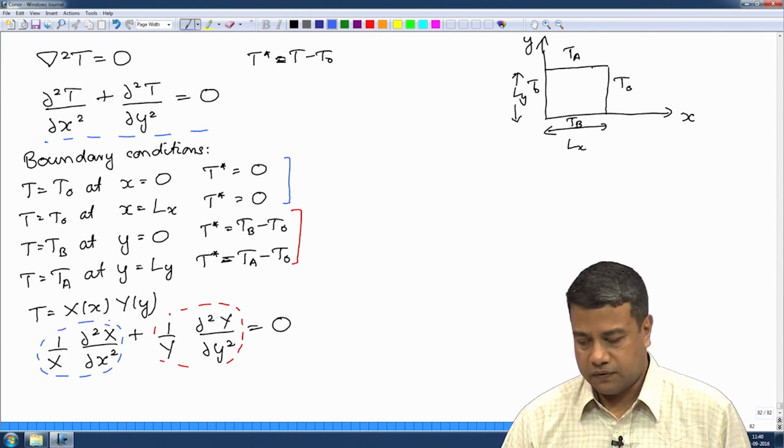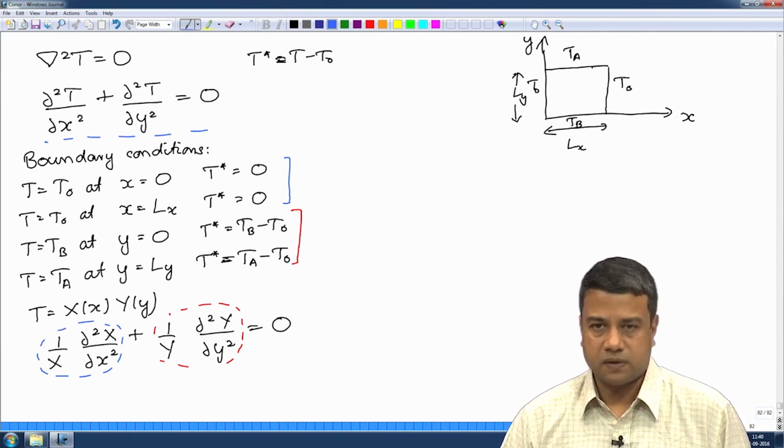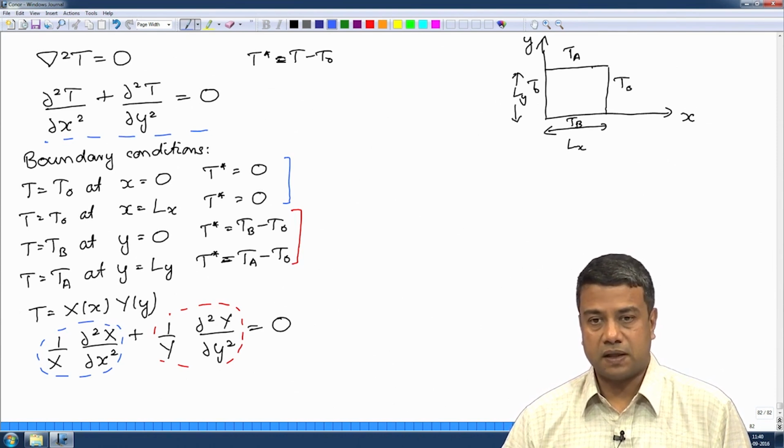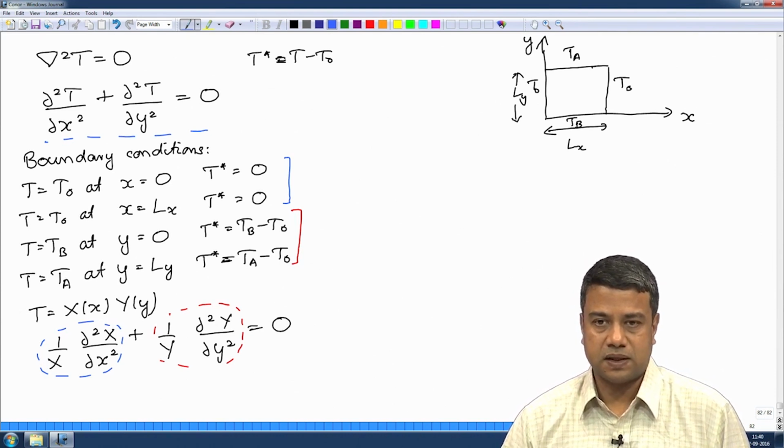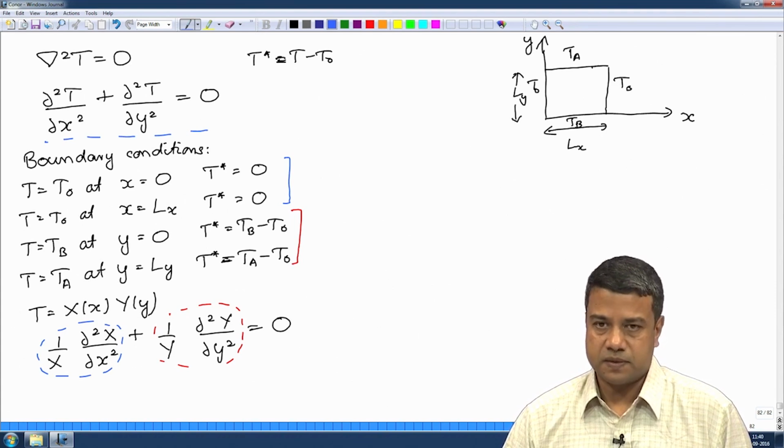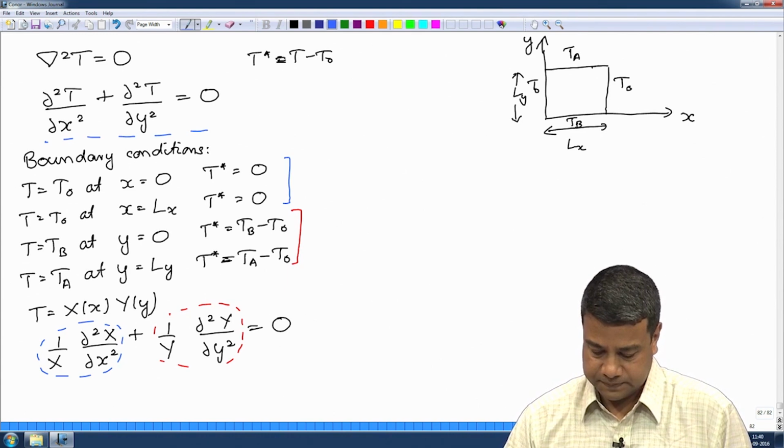Therefore, both of these terms have to be equal to constants. They have to be constants of opposite sign so that the sum of these two is equal to 0.